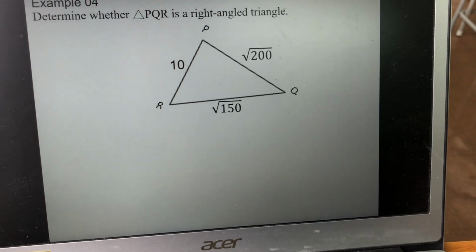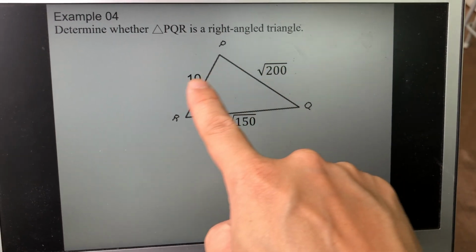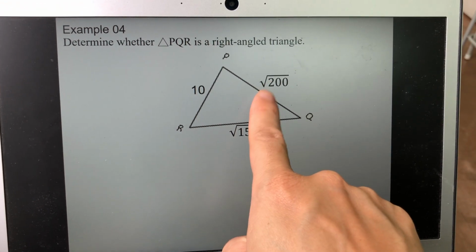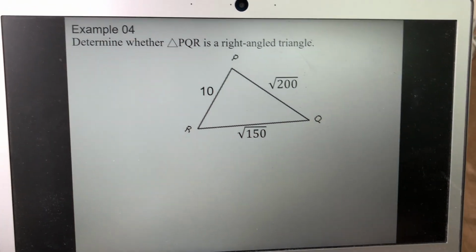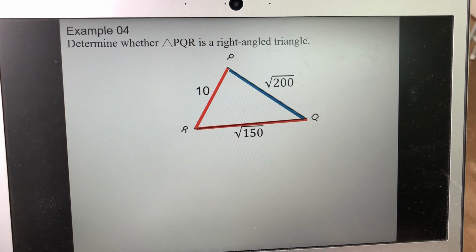12 point something, 13 point something, and this is 10. Which one is the longest one? Of course, this one: 14, this is 12, this is 10. 14 is the longest one. So this is the longest length, and these two are just the lengths.